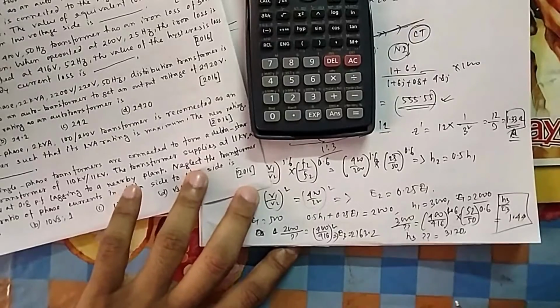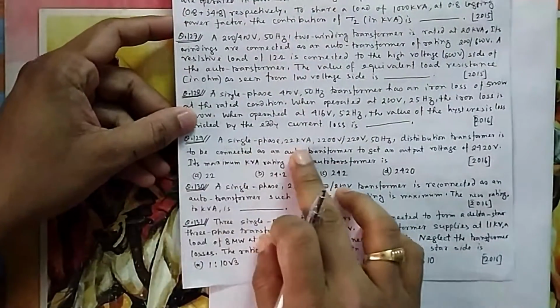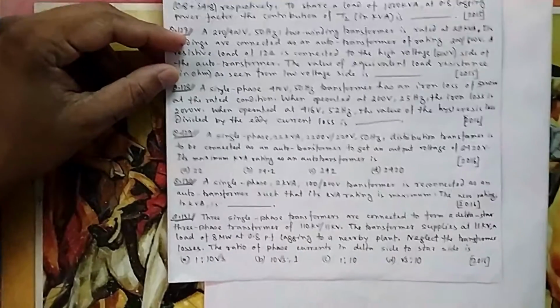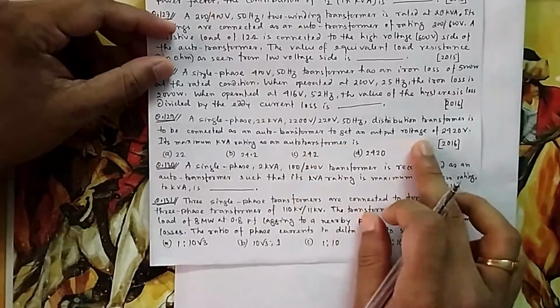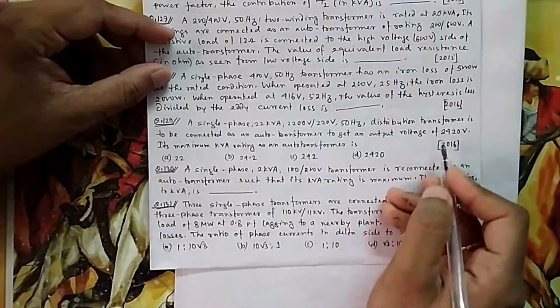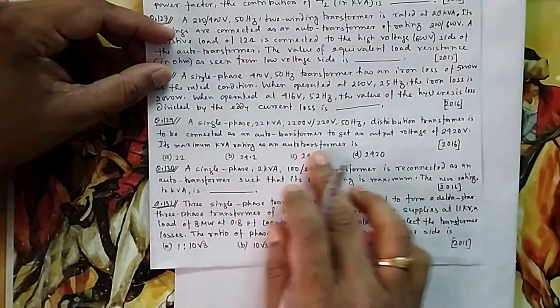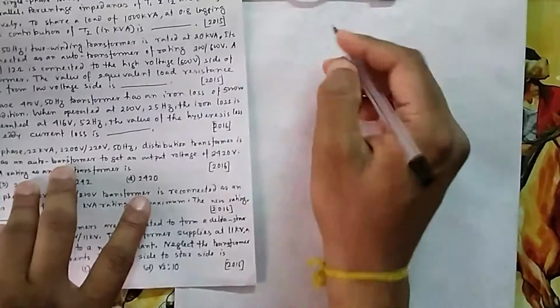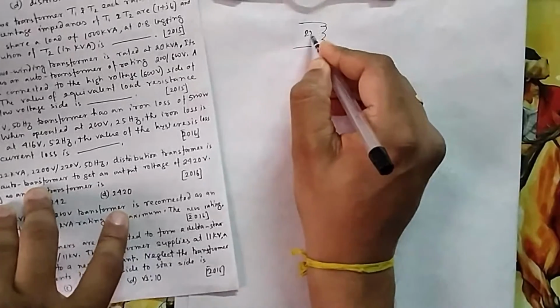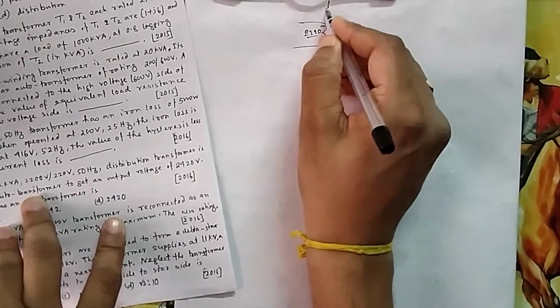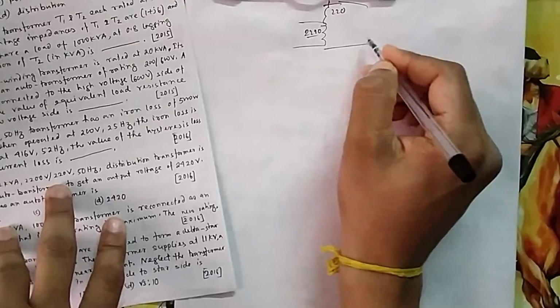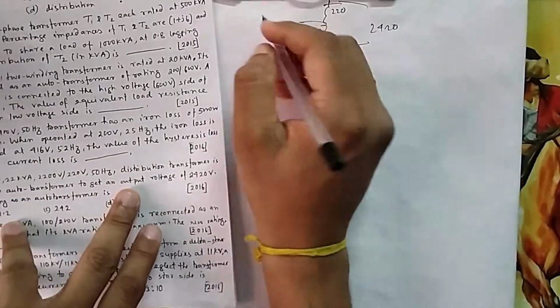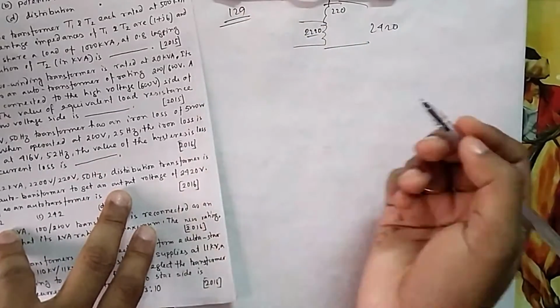So if you come to 129, a single phase 22 kV distribution transformer is to be connected as an auto transformer to get output voltage. This one output voltage is 2420. It's maximum kVA. So you have seen the maximum kVA. This 2200 should come here, and this 220 should be here because you want to get 2420. You give maximum voltage both sides to get maximum rating.